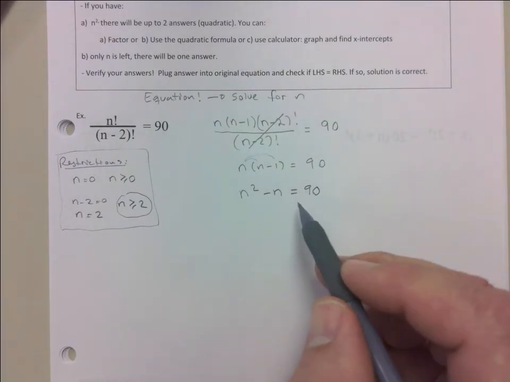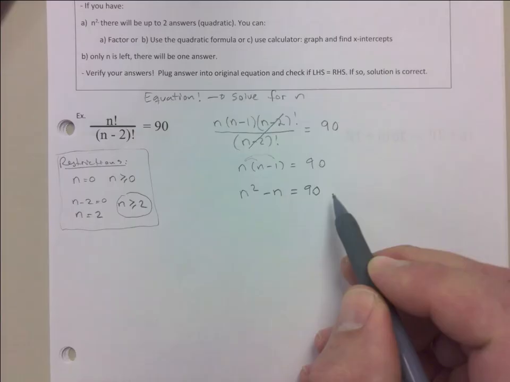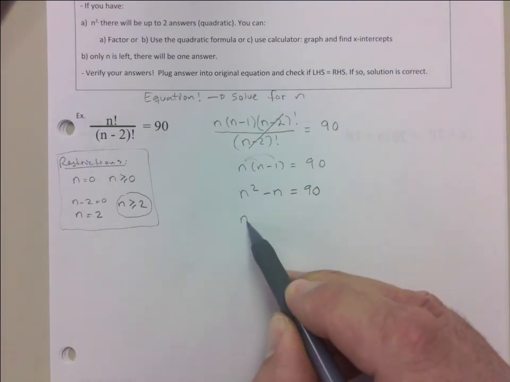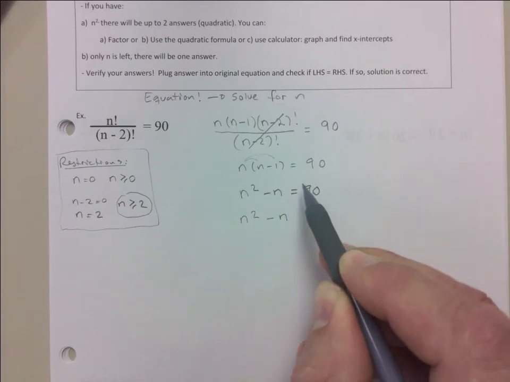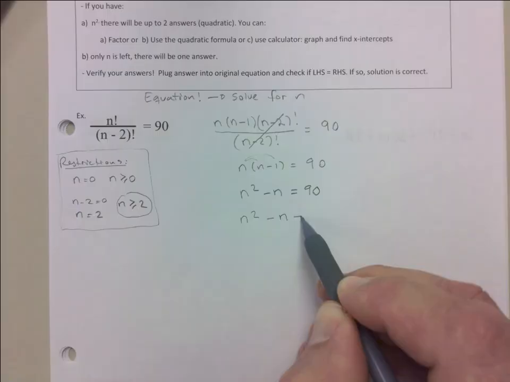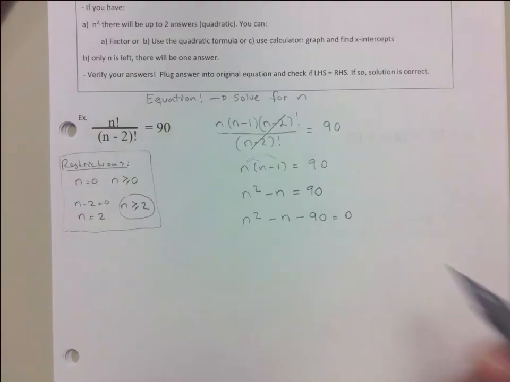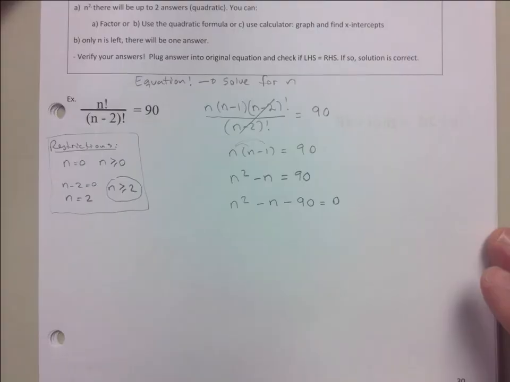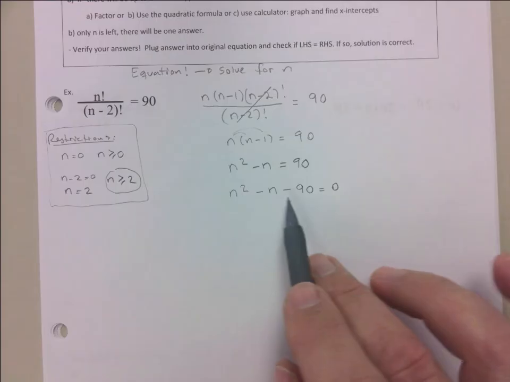And this step, folks, bring everything over to the left-hand side so that there's 0 on the other side. So n squared minus n, what happens to 90 when it comes over this side of the equal sign? It changes signs, so you end up with that. And here is where I'm going to give you options. Do you remember the quadratic formula? You can use the quadratic formula to figure out what n is.